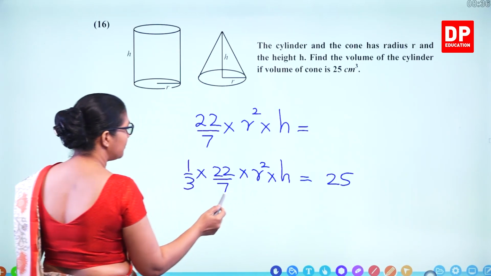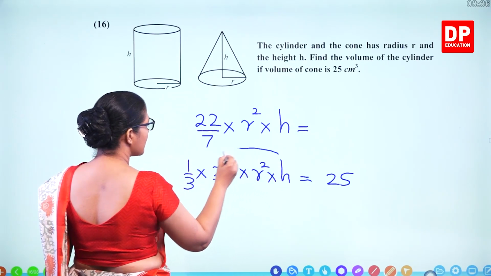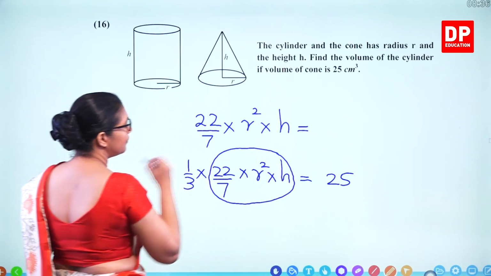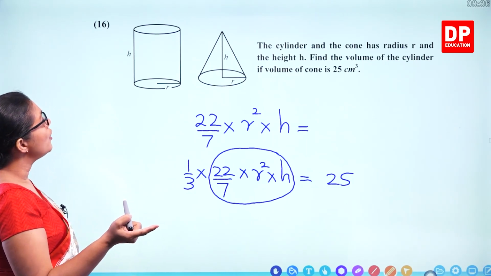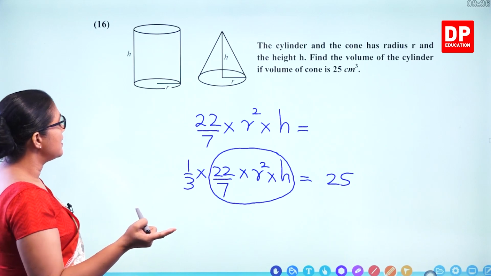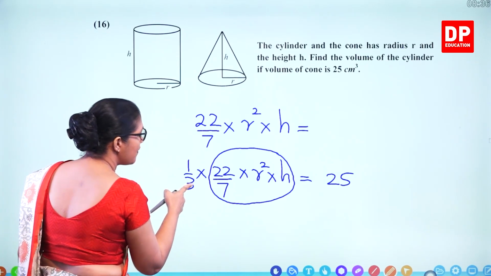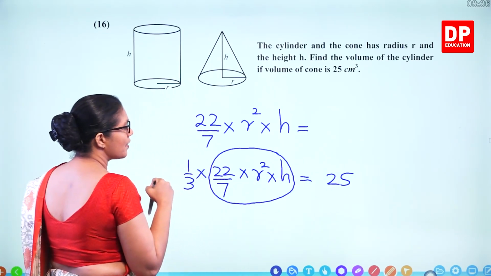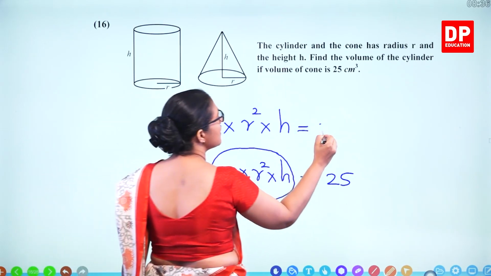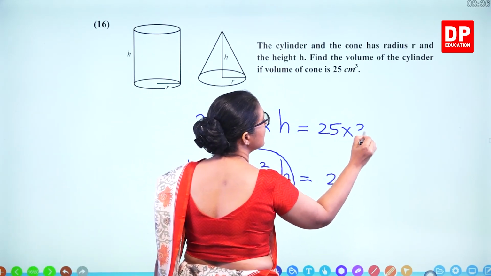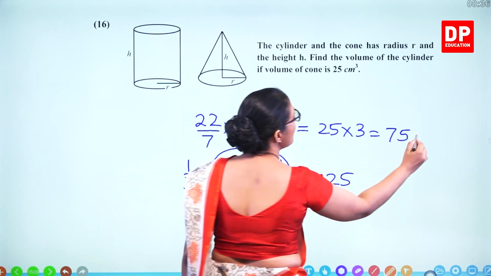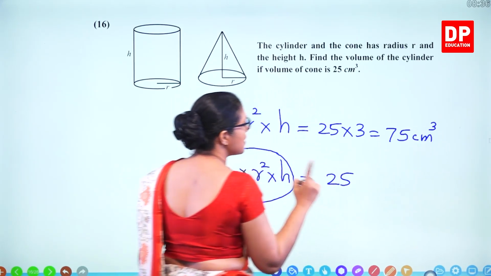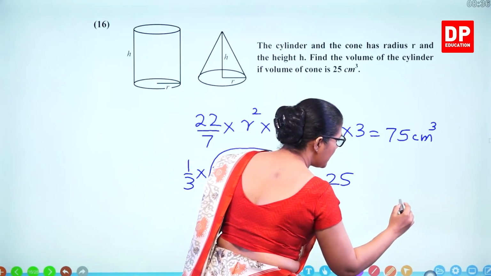Now can you see what's this part? 22/7 r squared h is the volume of the cylinder. So that means you multiply this by 3. So 25 times 3 is the answer. That's 75 cubic centimeters.